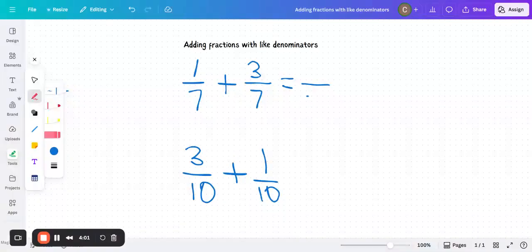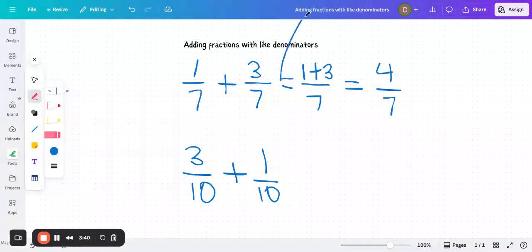My denominator stays the same, so it'll stay as 7. And then I'm going to add my numerators. So I'm going to have 1 plus 3, which gives me 4. And again, my denominator stays the same. And so I end up with 4/7.